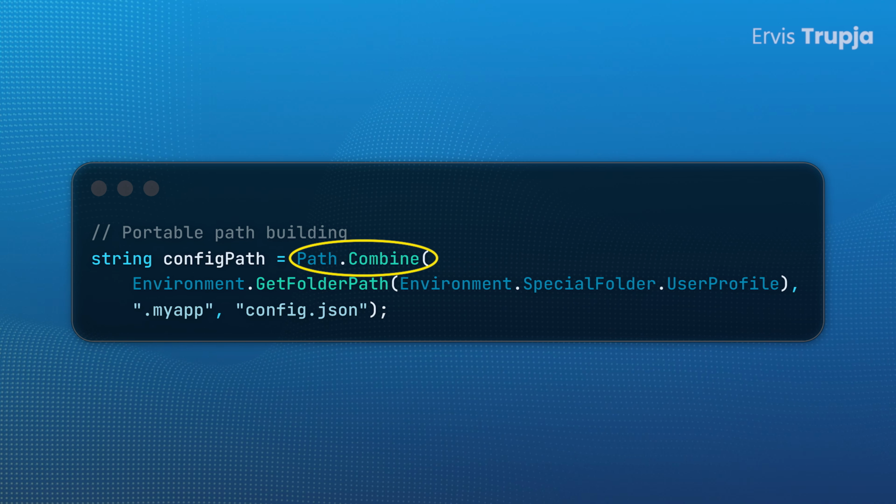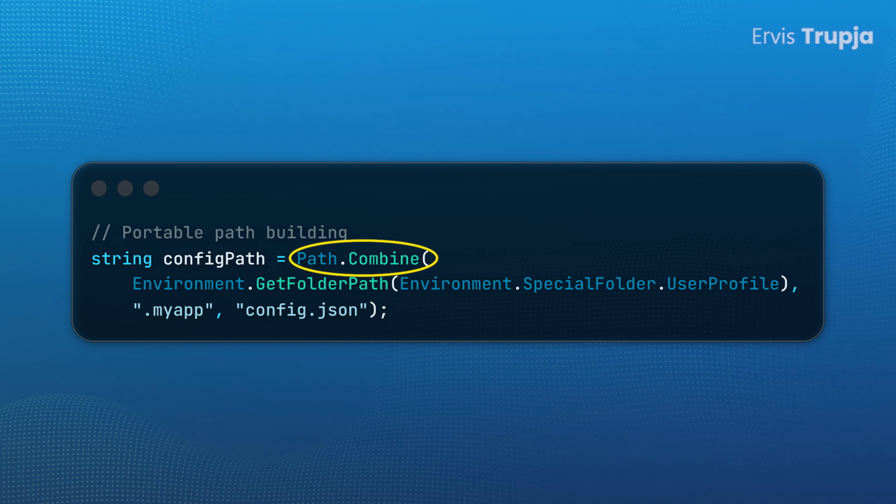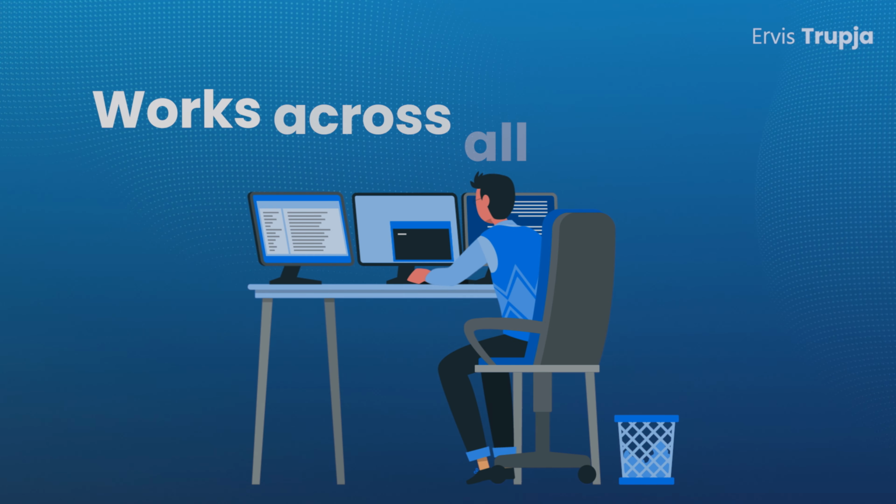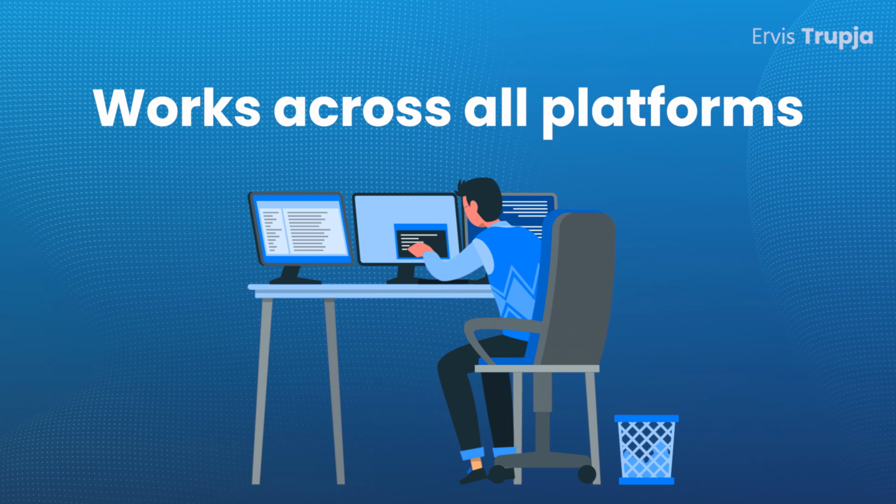Use Path.Combine and relative paths for portable, maintainable code that works across all platforms where your application might run.